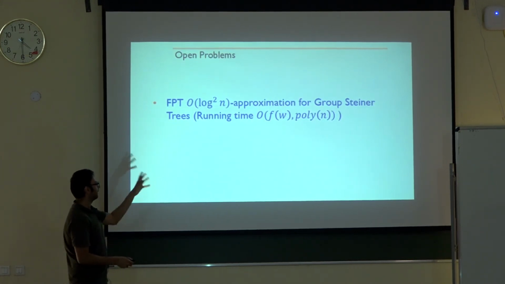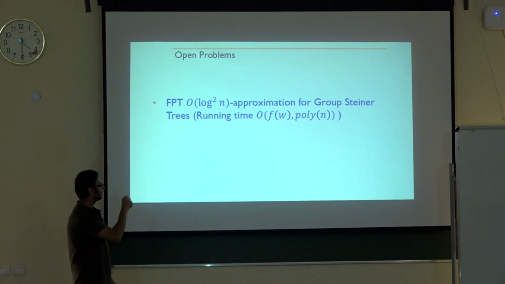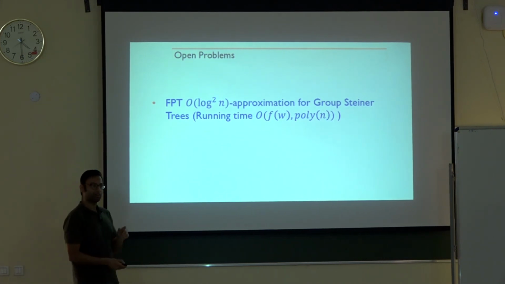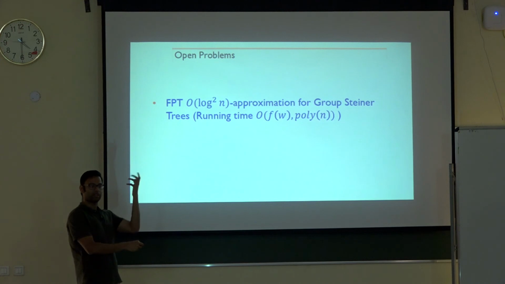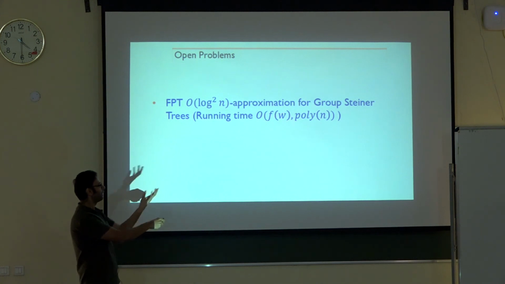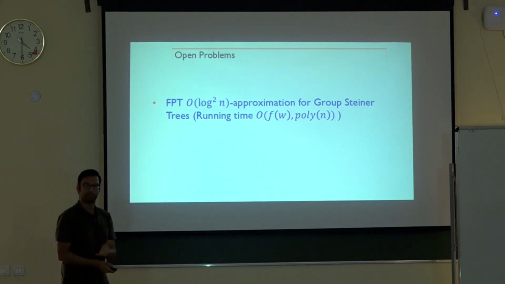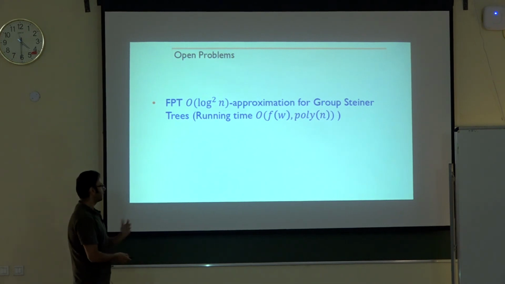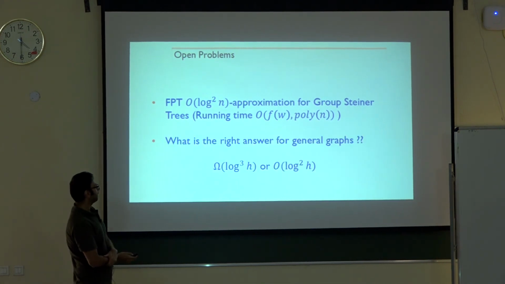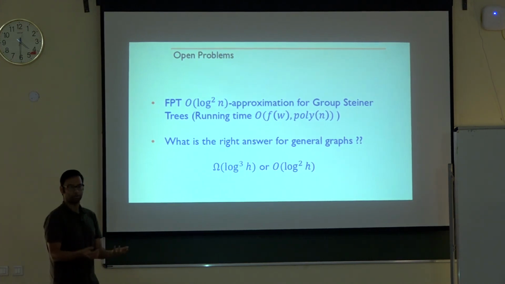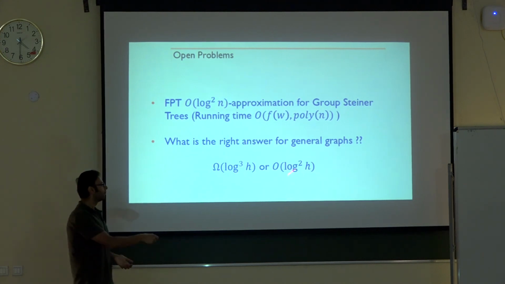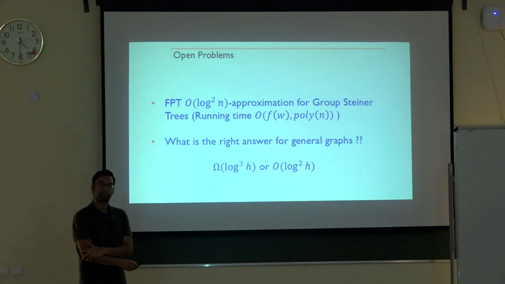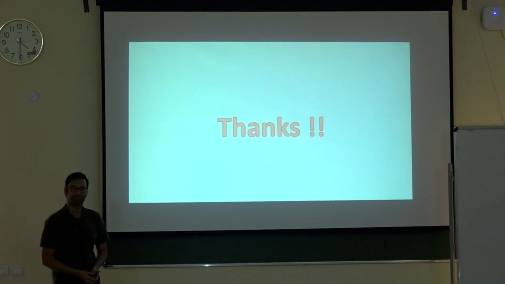One question which I think is really interesting at this point is, can I get an FPT log square n approximation for Group Steiner trees? Remember, our running time is n to the power of order w. So the question is, can you pull out the w from the exponent? Can you prove a runtime of a function of w times poly n or something like that? That's, I think, the immediate open question. But of course, the big question is, how about general graphs? What is the right answer? Can I prove a lower bound of log cube, or is there an upper bound of log square? So yeah, we continue. Thanks.